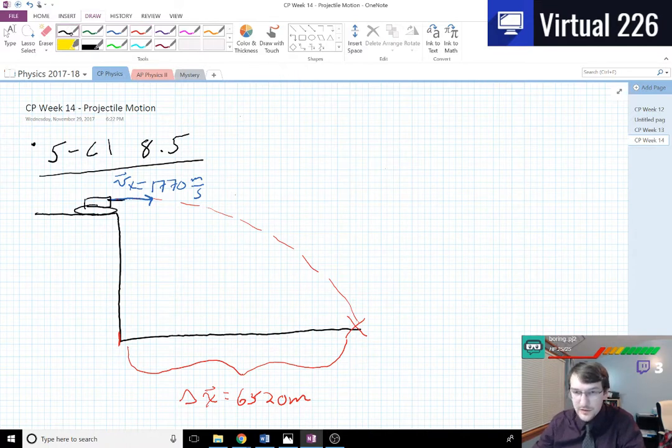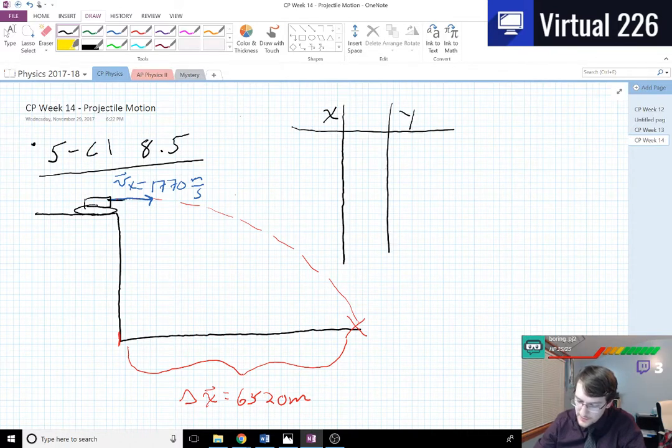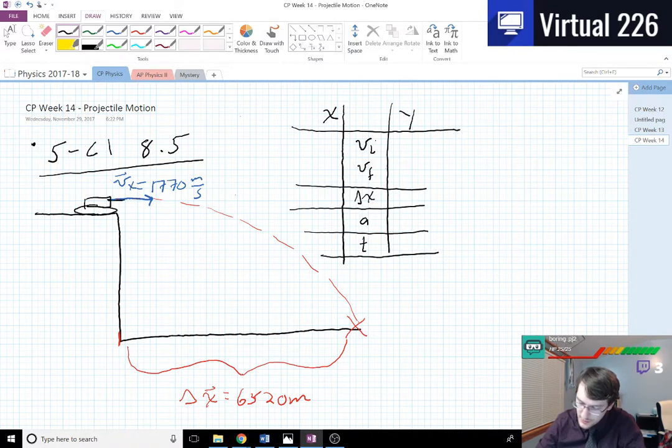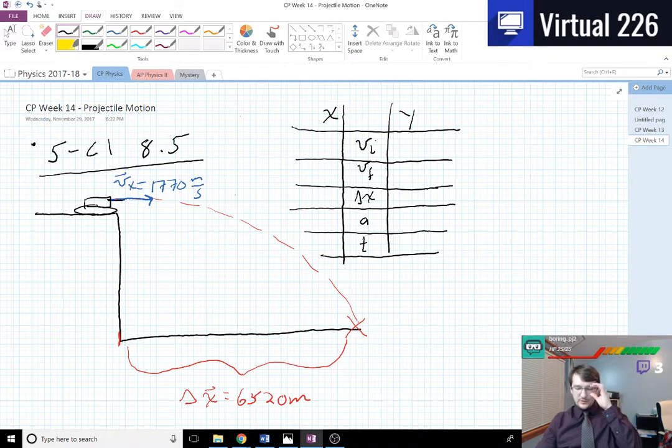Now, what we do in all of our projectile motion problems, setting them up, is we draw the box. So we have the x direction, the y direction, and then a bunch of stuff goes in that box: initial velocity, final velocity, displacement, acceleration, and time. Whoosh, whoosh, whoosh. Sound effects not included with the box, but feel free to make your own. We know a few things in this problem already.